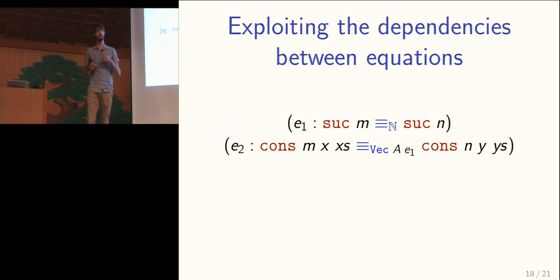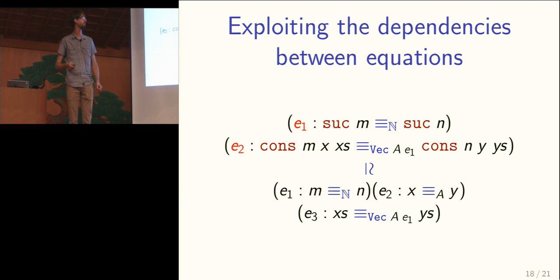For example, we may have an equation between two conses of the vector constructor, and we see that the type of this equation depends on the first equation here, on E1. And then the injectivity rule for the cons constructor allows us to solve both these equations at once. So not just the equation between the constructors, but also the equation between the indices of the data type. And we just end up with three equations between the three arguments of this cons constructor.